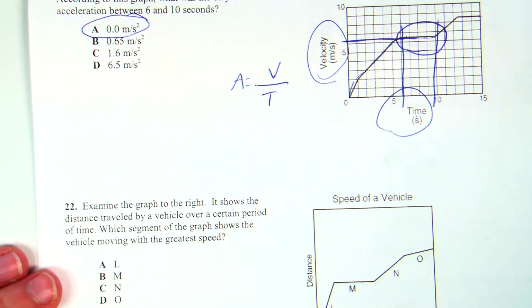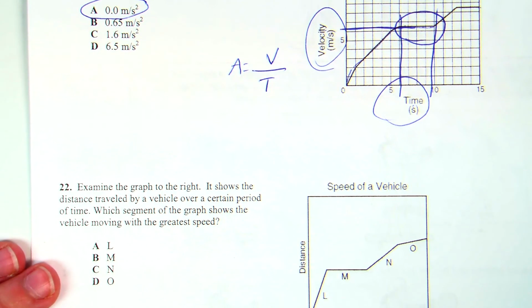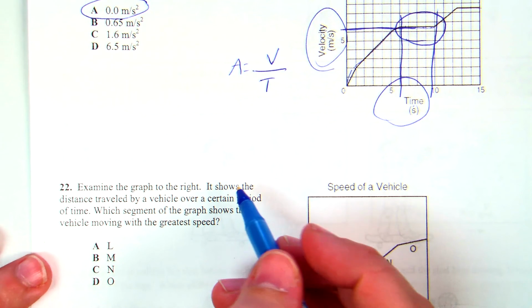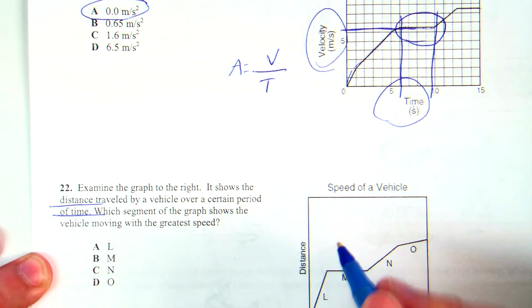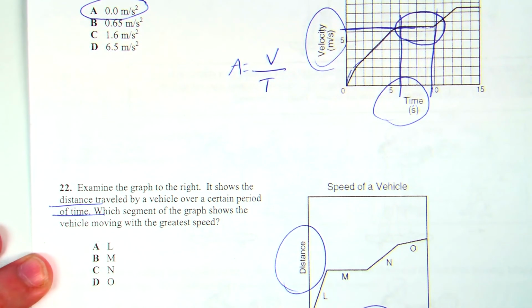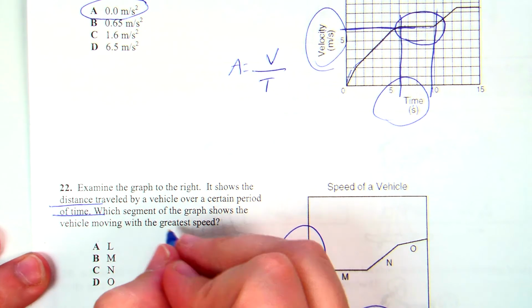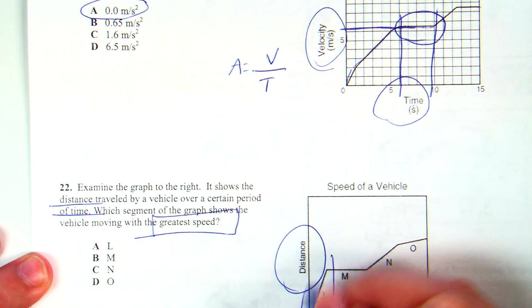Examine the graph to the right. It shows the distance traveled by a vehicle over a certain period of time. So distance over time, meaning it's going to show you its relative speed. Where was it moving with the greatest speed? Steepest one, letter L.